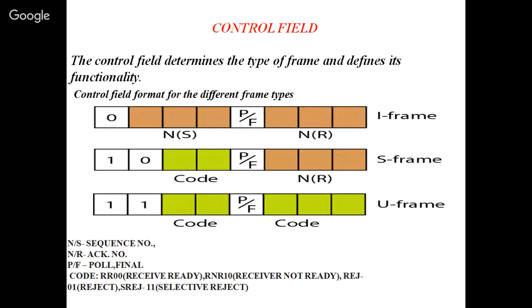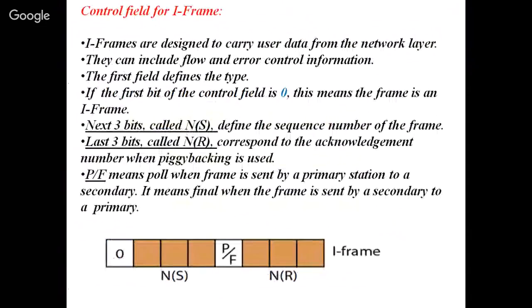Now the control fields which are used in the above frames are shown in the figure respectively for I frame, S frame and U frame. The control field determines the type of frame and defines its functionality, as shown in the figure. The control field for the I frame: I frames are designed to carry user data from the network layer. They can include flow and error control information.